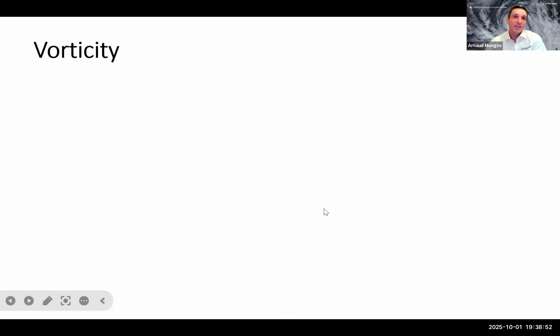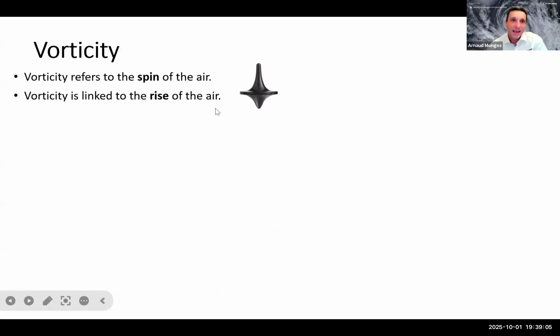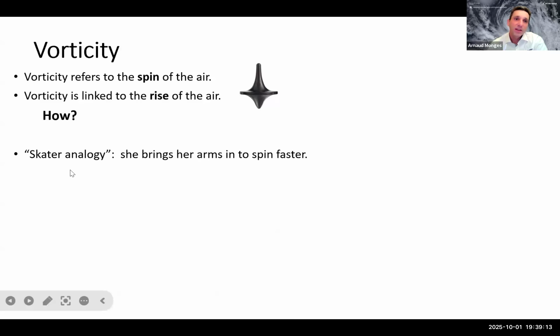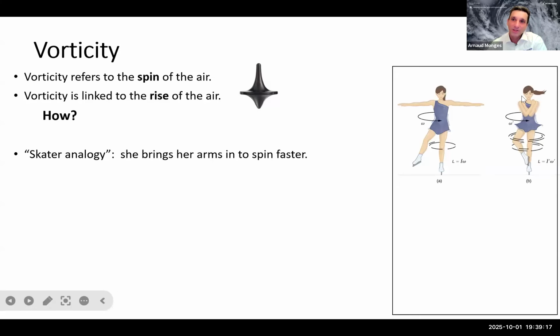In order to do this, we need to introduce a concept, which is vorticity. Vorticity, it's a big word, but it just refers to the spin of the air, only this. And there is a link between the vorticity and the rise of the air. To explain this, we can use an analogy. We are going to use a skater analogy.